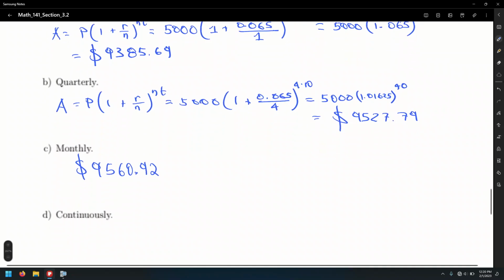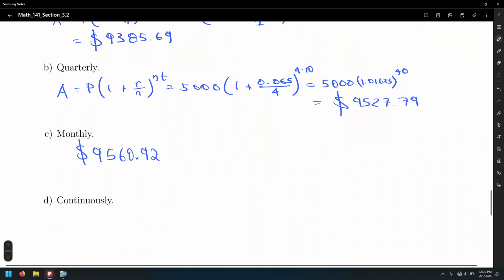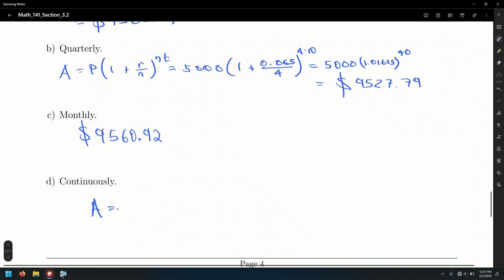Okay, continuously, well, that's where we're going to use the other formula, because continuously is no longer daily, no longer weekly, no, it's continuously. It's like doing it every second, or even every millisecond, or every microsecond. So your money is always working at every time. So in this case, A equals Pert, that's 5,000 e to the r, which is 0.065, times t, which in this case is 10 years, right? So let's go to the calculator and compute this.